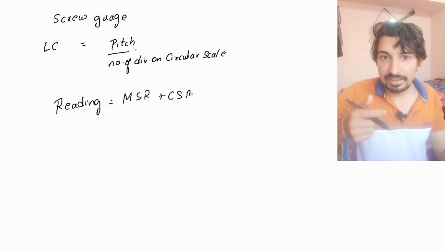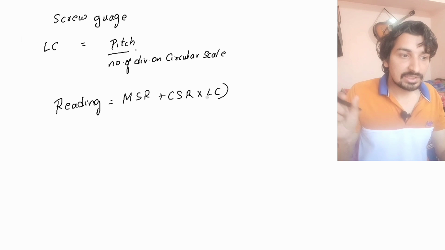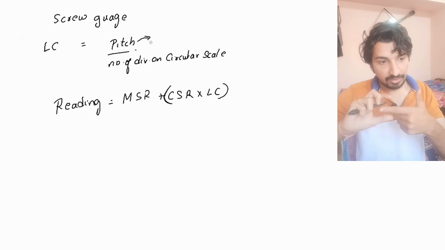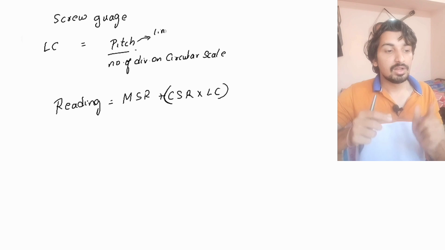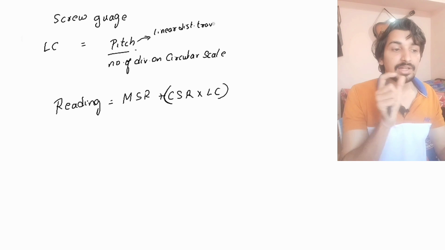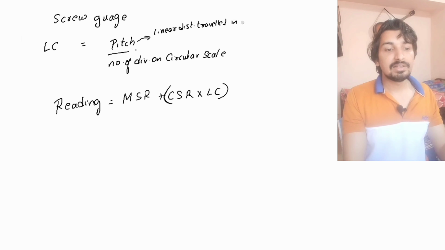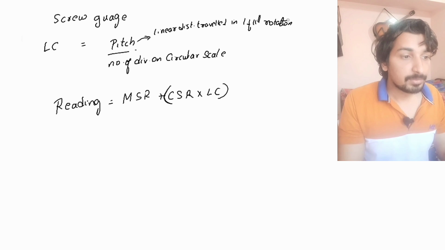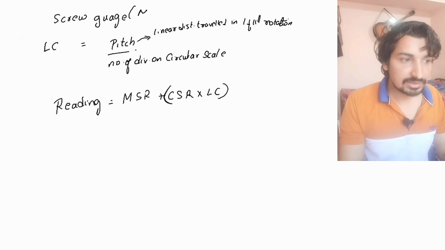When you rotate it one time completely, how much it moves on the linear scale, the main scale, is called the pitch. So the pitch is the linear distance traveled in one full rotation. Pitch divided by the number of divisions on the circular scale is called the least count.